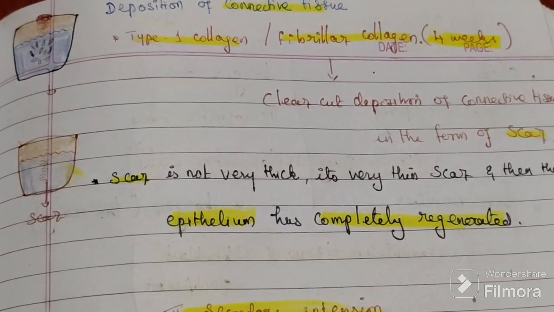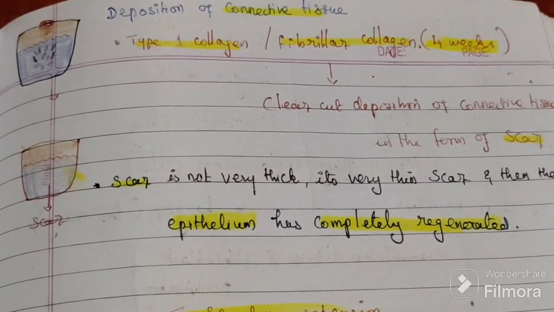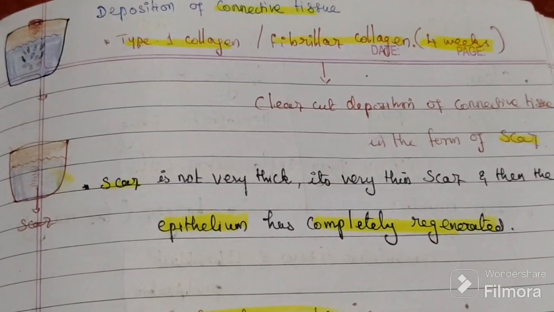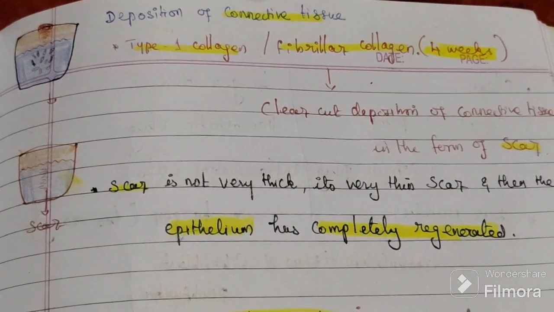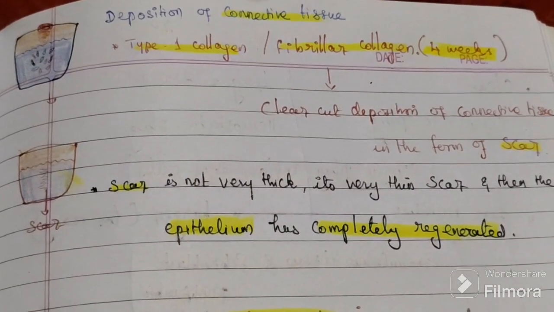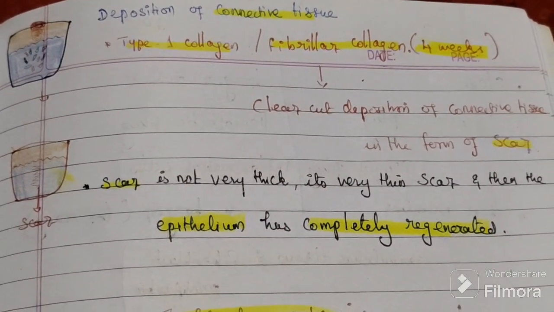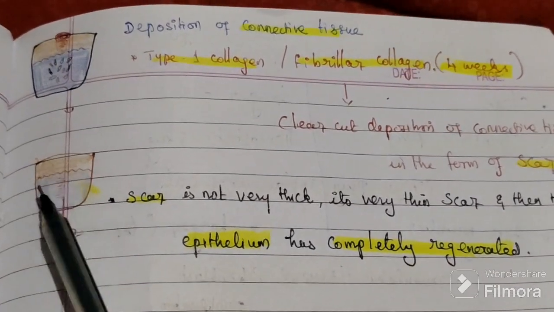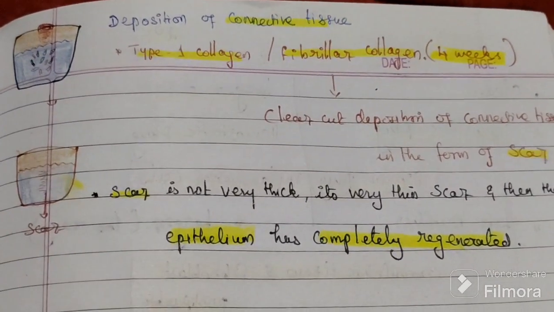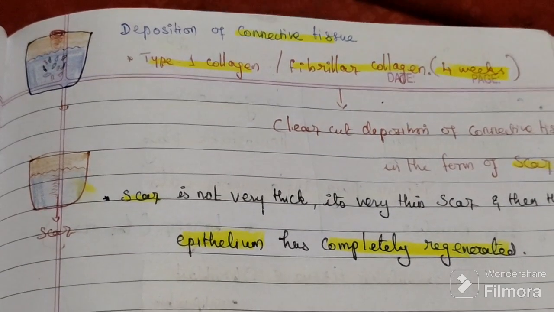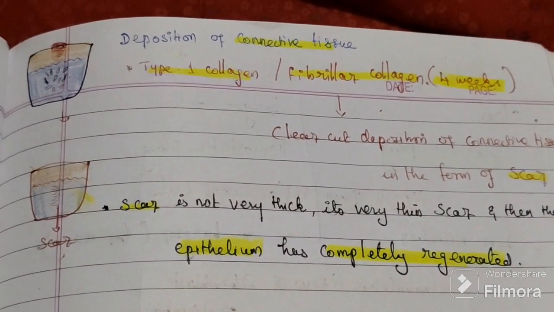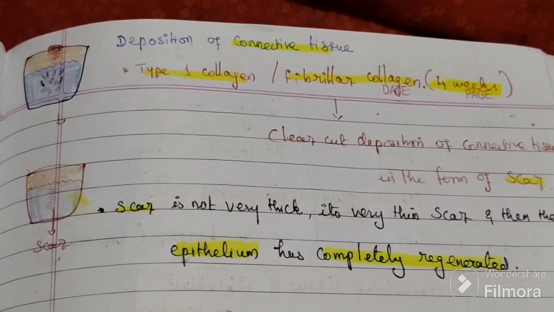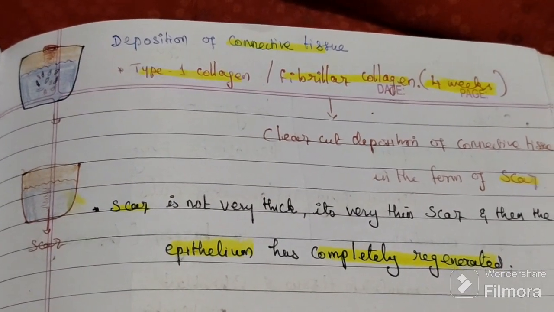This happens in healing by first intention. The scar is not really very thick, it is a very thin scar, and the epithelium has completely regenerated. That is how a wound heals by primary intention when it is clean and uninfected.